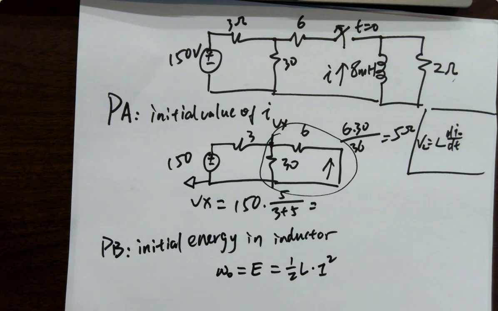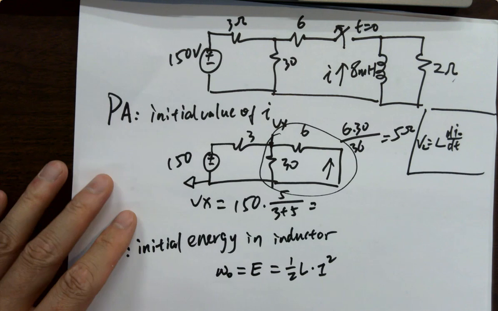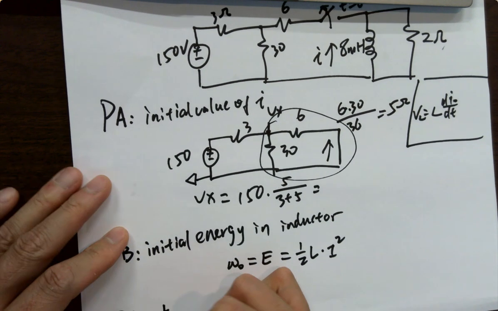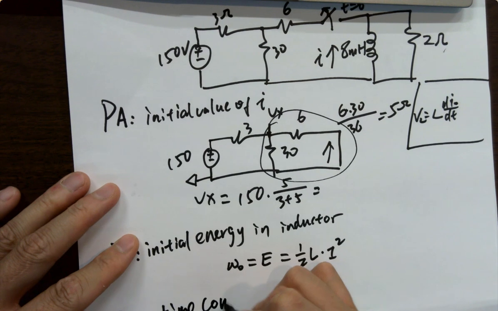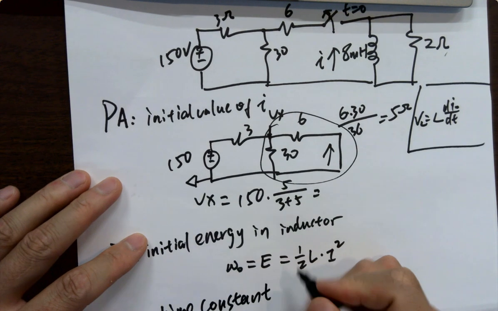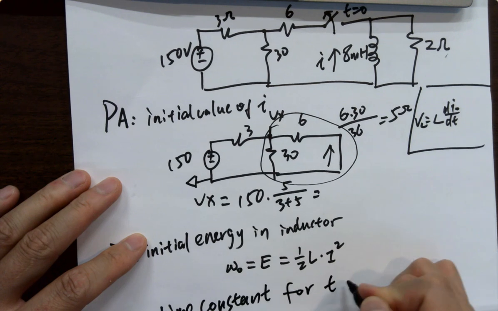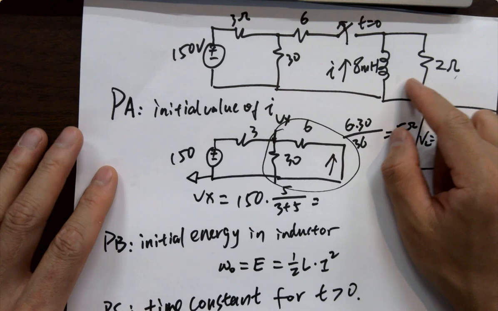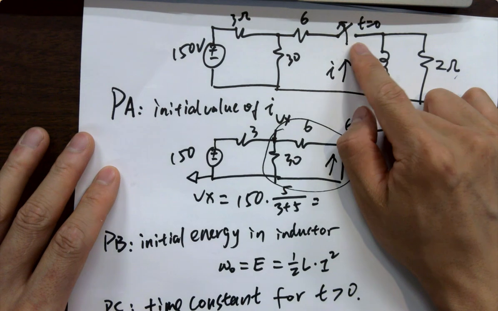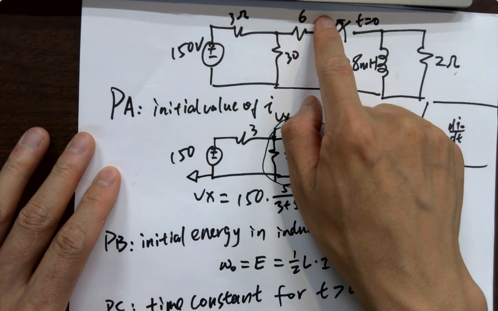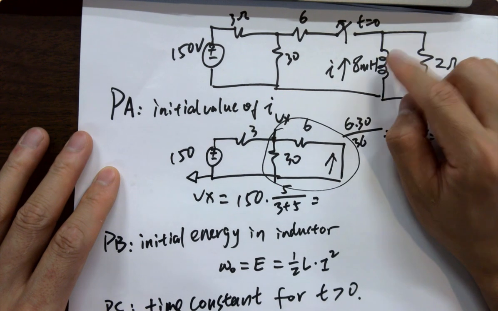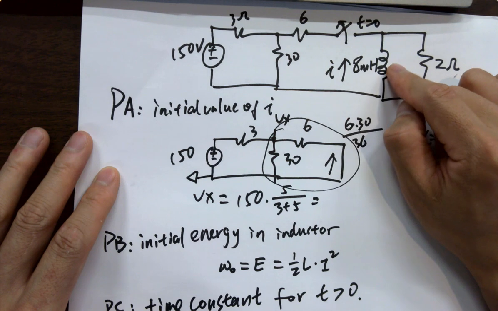What about the time constant? Let me write it down. Time constant for T larger than 0. T larger than 0, what does that mean? T past 0, which means the switch is open, right? So is this inductor storing an initial current in there?